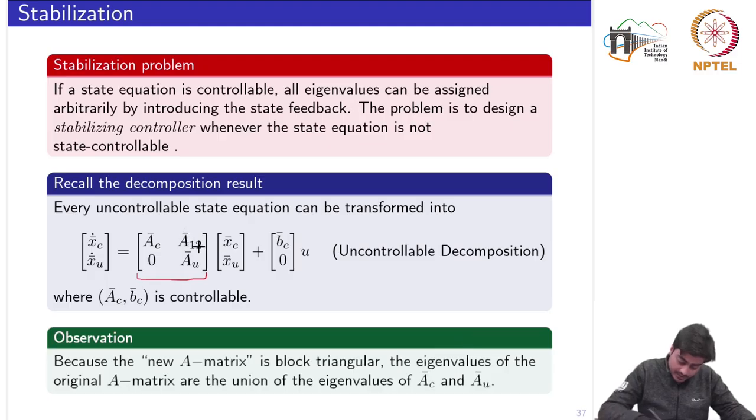The implication of this statement is that you can compute separately the eigenvalues of the A bar C matrix and separately of the matrix A bar U, because both these matrices would be square matrices. Now the overall eigenvalues of the original A matrix would contain all the eigenvalues of A bar C and A bar U.